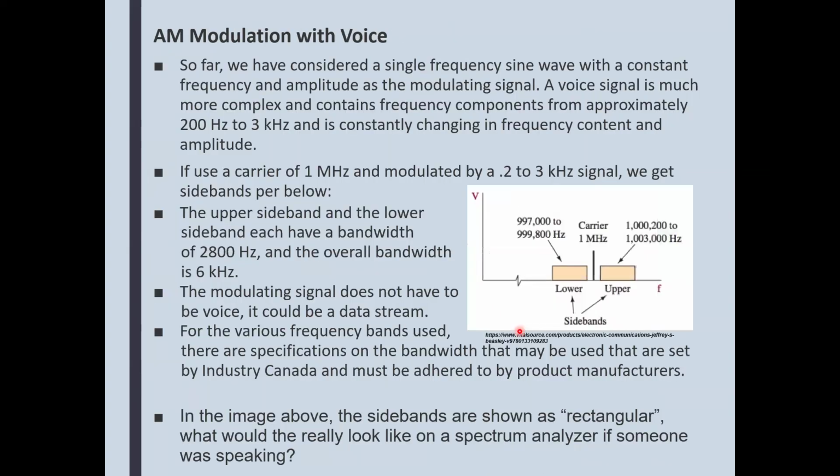But if we transmit voice, look, so far we have considered a single frequency sine with a constant frequency and amplitude as the modulating signal. A voice signal is much more complex. A voice signal is not as simple as a sine wave, and it contains frequency components from approximately 200 hertz to 3 kilohertz, just a human voice. Forget the music, it's more, right? But just to transmit the voice, and if you want to transmit on that sideband, you won't make the person sound like that, okay? I just covered my nose. Right?